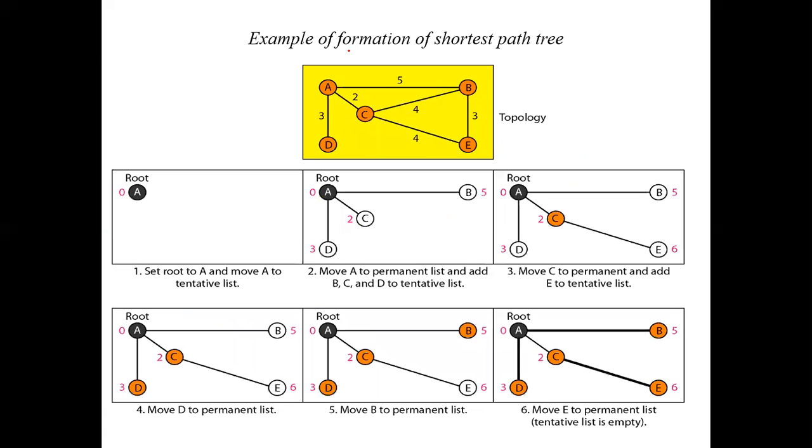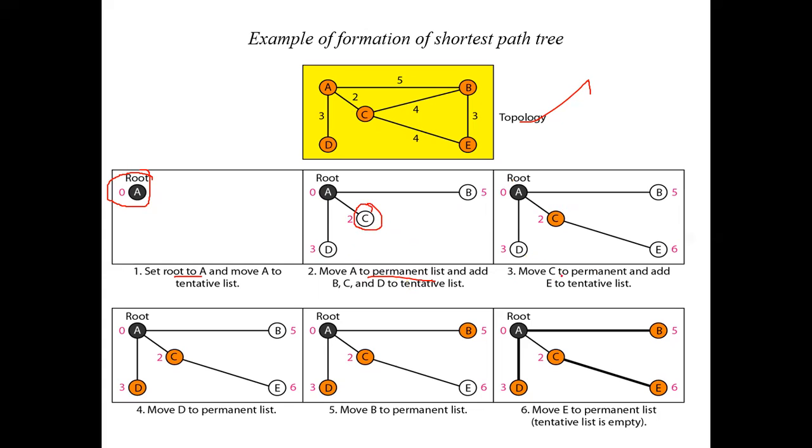Here you can see the actual topology we have. First I set the root A and move it to the tentative list. Once A is set as the root in the tentative list, I make A permanent and add the values B, C, D, which are given here. B, C, D are the next routes, so I will add them. Now what will I do? First, I will make C permanent because it has the next routing entries.